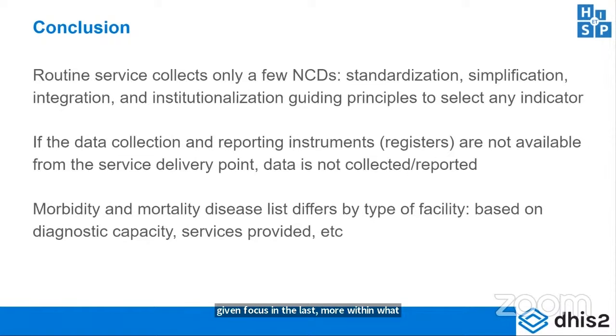Morbidity and mortality disease lists differ by type of facility. Another highlight is that the community level is expected to collect data about only 94 diseases. Among them, there are some identified NCDs, but the application doesn't limit capturing data to only these 94 diseases, because the health centers, for instance, are expected to capture only 700 diseases, but if there is better diagnostic capacity there, they are allowed to capture data pertaining to NCDs or other diseases configured for hospitals. So it depends on the diagnostic capacity, the service provided, and the number of staff. We have all these in consideration whenever we are reporting these.